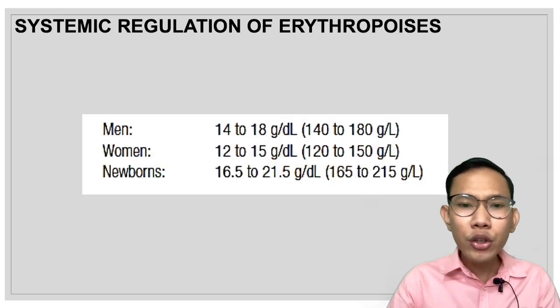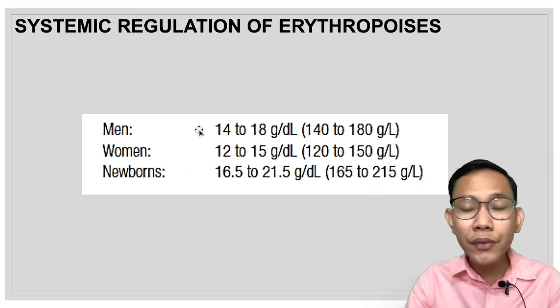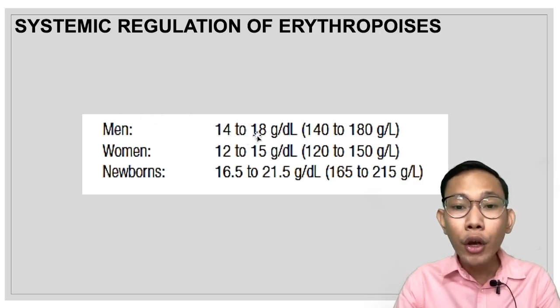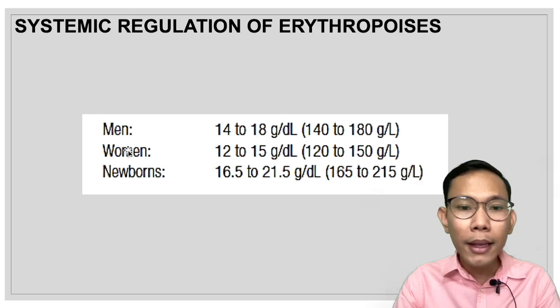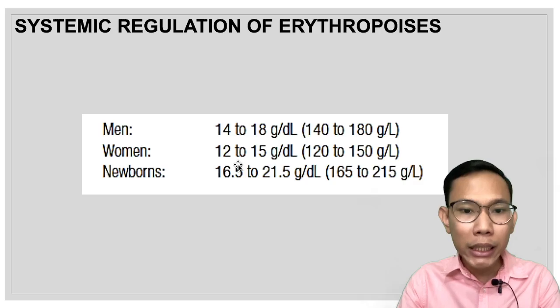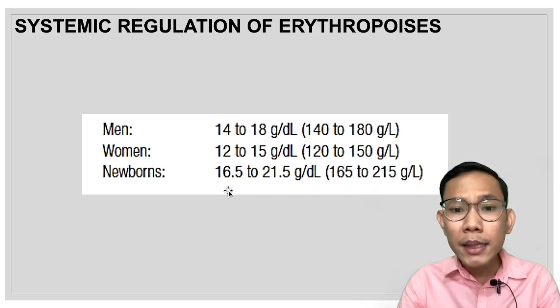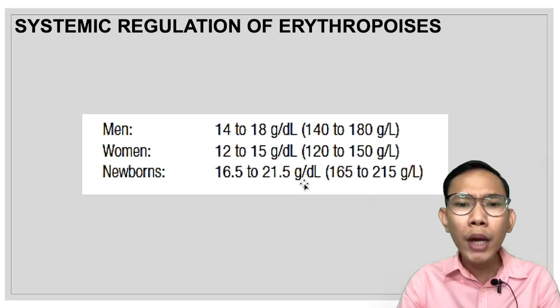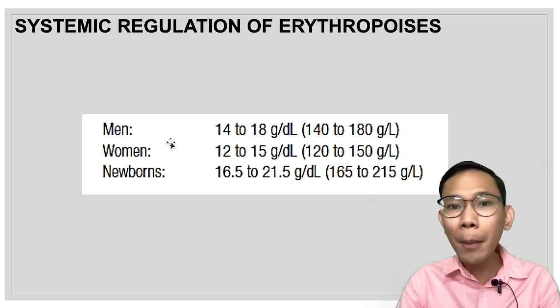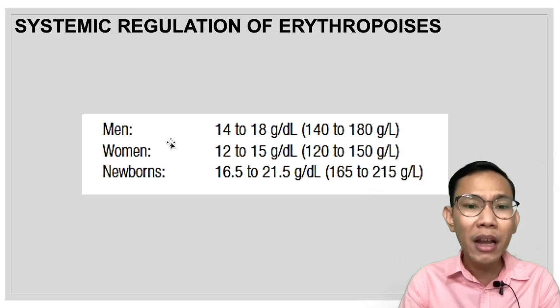So, systemic regulation, so remember that we have different reference values of your hemoglobin. Sa lalaki, it's approximately 14 to 18 grams per dL. Sa babae, it's around 12 to 15 grams per dL. Pero sa newborns, it's around 16.5 to 21.5. Mas marami sa lalaki compared sa babae because it has something to do with the blood volume of men. Mas maraming blood volume ang lalaki compared sa female.